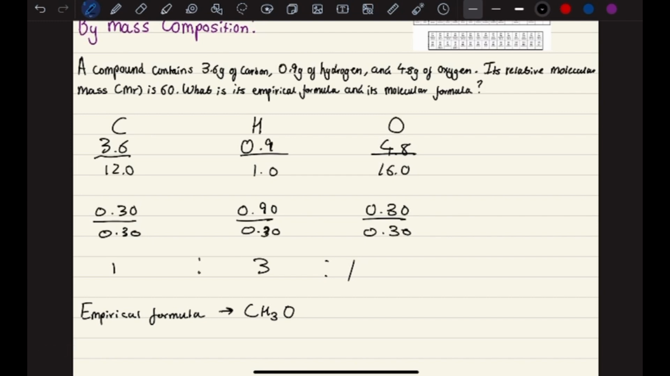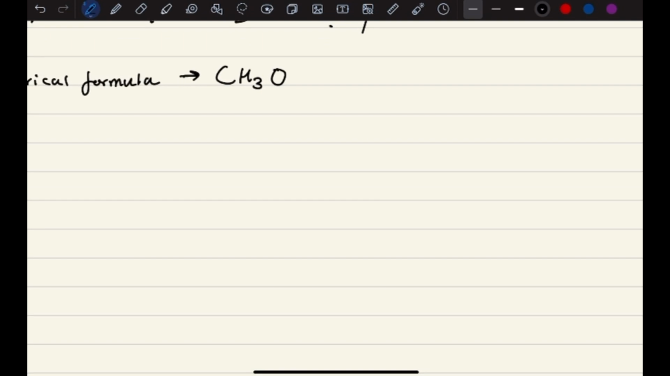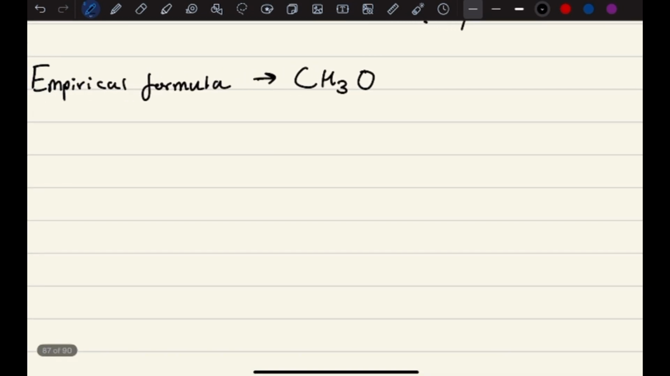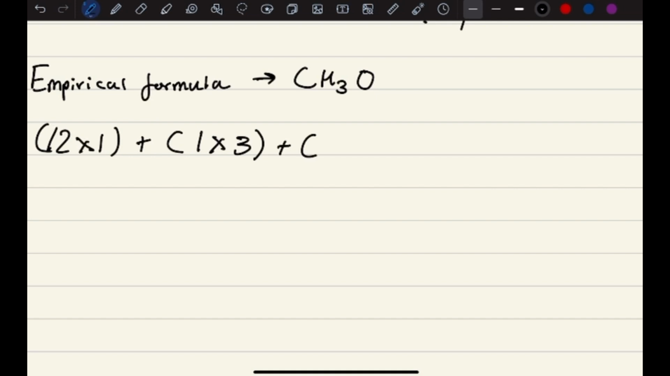Hope that part makes sense, because now we need to get to the next part where we're finding the molecular formula. Now, like we said, we're looking for that n, that multiplier that we need to get from empirical to your molecular. So what we can do, actually, is we can work out what the mass of the empirical formula is, right? How are we going to do that? So the atomic mass of carbon, multiplied by the number of carbon atoms, added on to the atomic mass of hydrogen, multiplied by the number of hydrogen atoms, plus the atomic mass of oxygen, multiplied by the number of oxygen. And what you're going to end up with is 31.